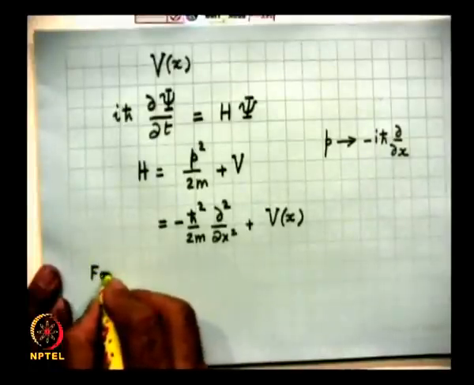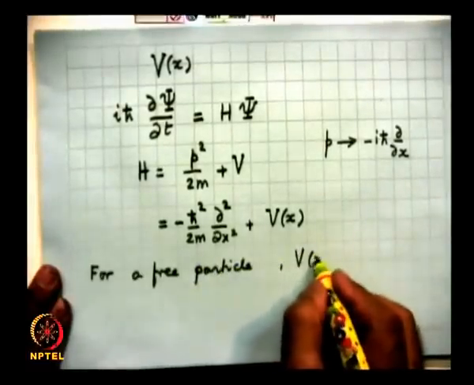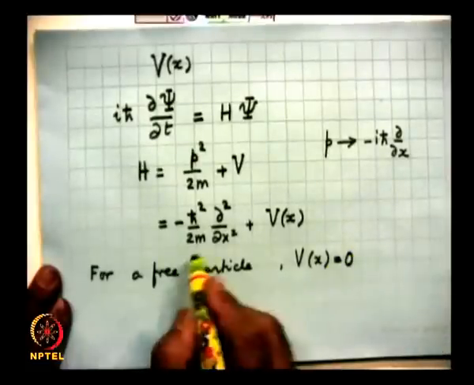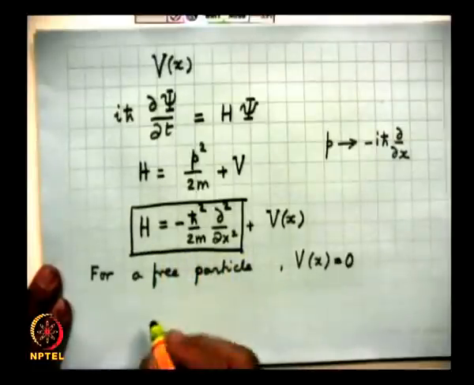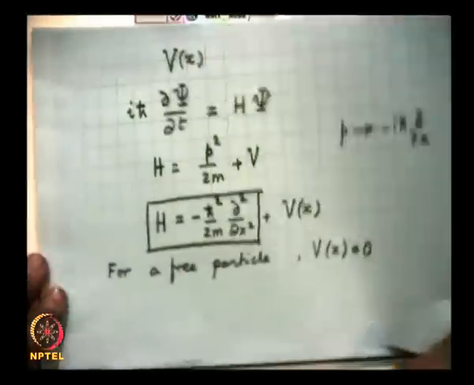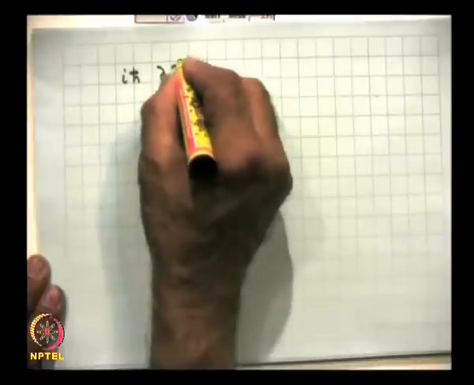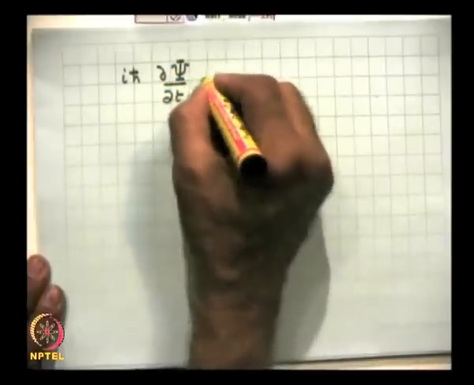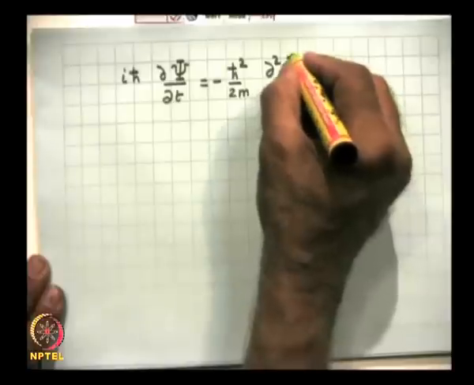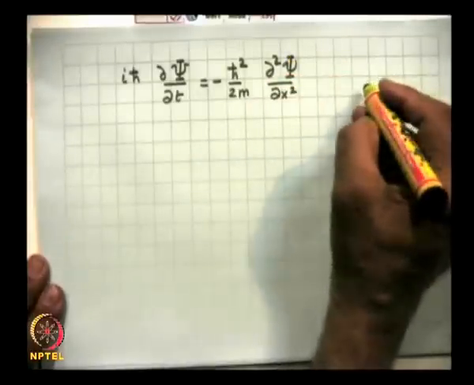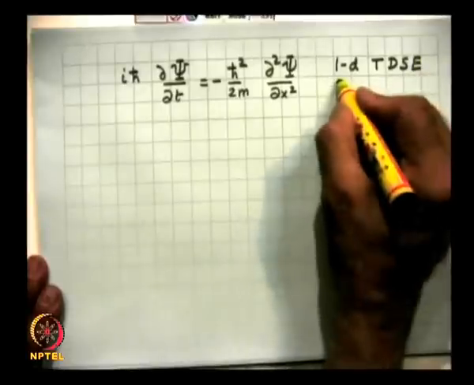For a free particle, the potential energy is 0, V of x is equal to 0 here. So, H is given by just this quantity. Therefore, the one dimensional Schrodinger equation for a free particle: i h cross delta psi by delta t is equal to minus h cross square by 2m delta 2 psi by delta x square. This equation is known as the one dimensional time dependent Schrodinger equation for a free particle.